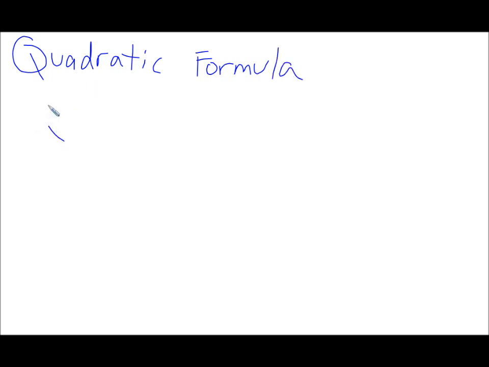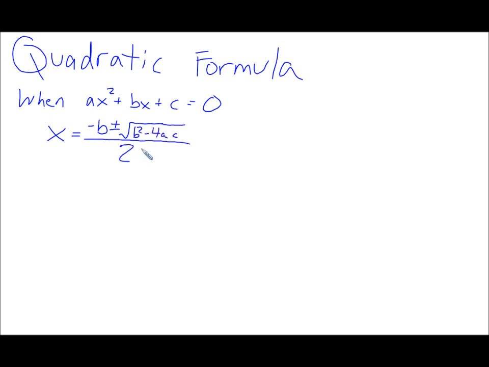Now, the quadratic formula is something we all know and love. Maybe you don't have it quite memorized, but it comes in handy when you're solving quadratic equations for a variable called x. So this is what we call standard form for your quadratics. When ax squared plus bx plus c is equal to 0, the quadratic formula gives us the solution as x equals negative b plus or minus the square root of b squared minus 4ac, all over 2a.